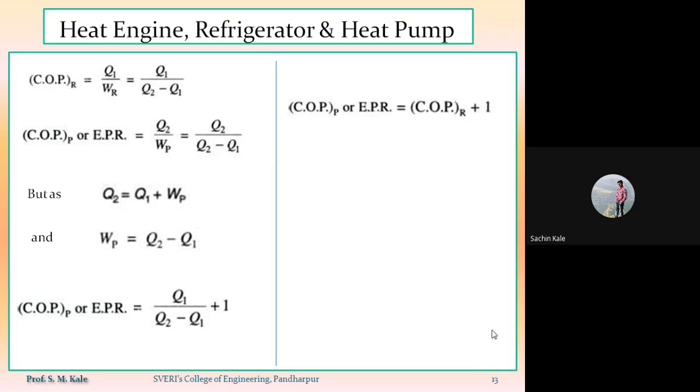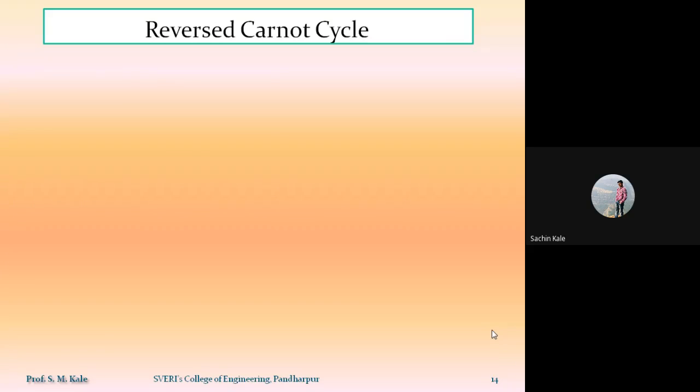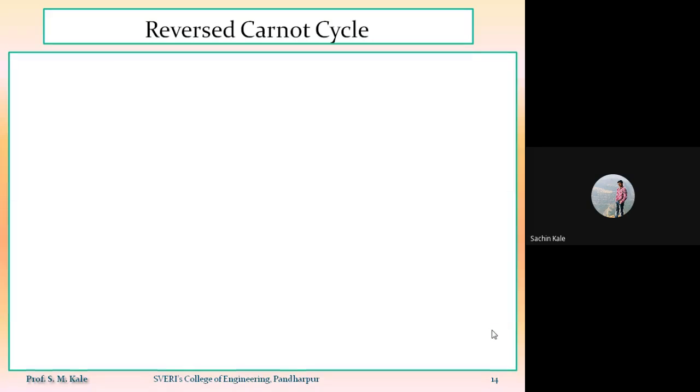Have you completed? Okay. Now next concept is called as a reverse Carnot cycle. So actually we are starting our chapter number 1. That means whatever basic cycles are there, the chapter name is basic refrigeration cycle. So out of the various basic refrigeration cycles, the first basic cycle of the refrigeration system is called as a reverse Carnot cycle.